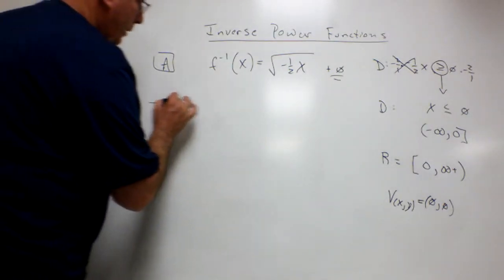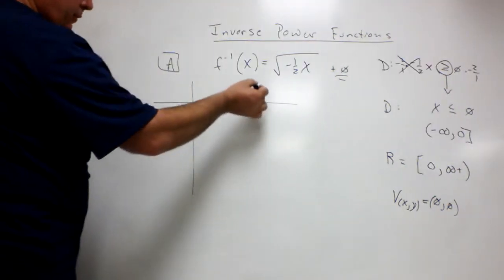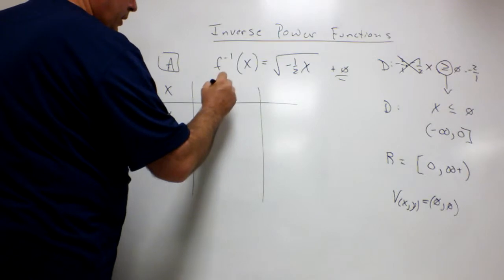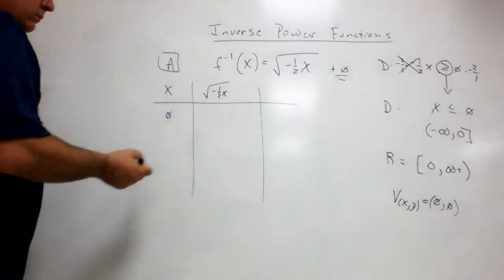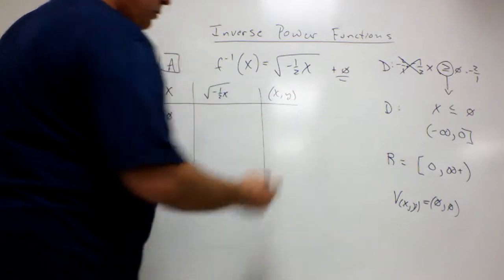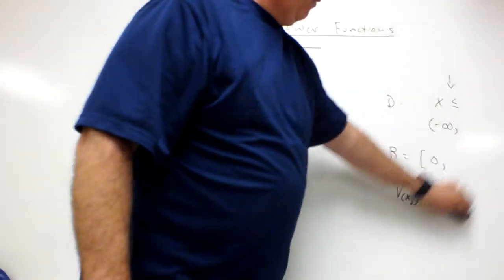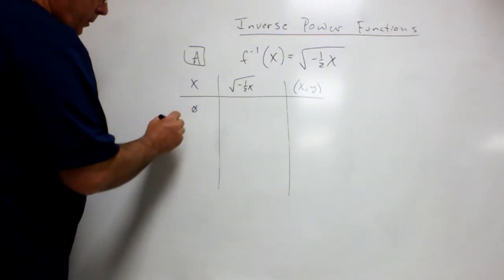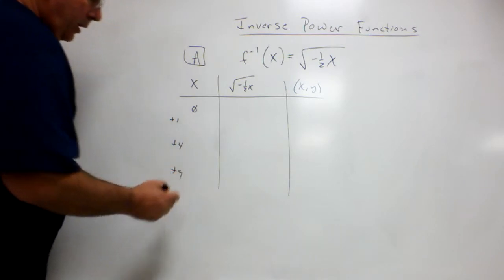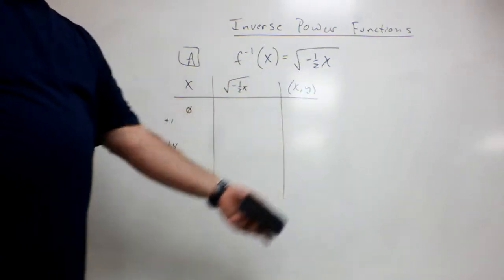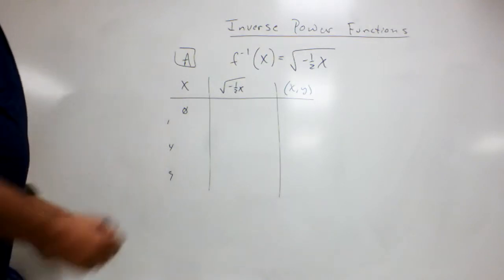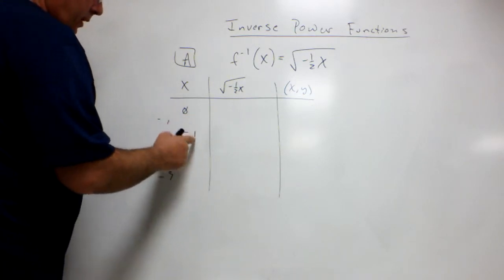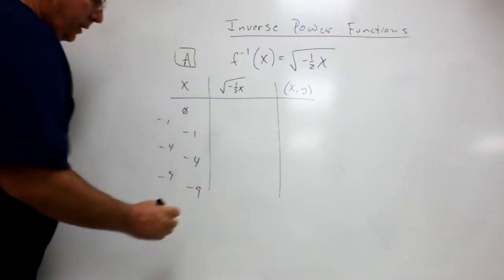So we want to start our table of values at 0. Our function is going to be the square root of negative 1/2 x, and we want to record what points come out of that. So if we put in 0, normally we would go +1, +4, and +9. But we want to go into negative infinity. So instead of positive, we want to subtract, subtract, subtract. And that will put in our values 0, -1, -4, and -9.